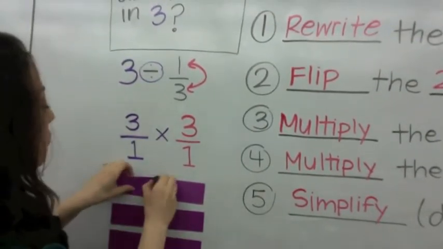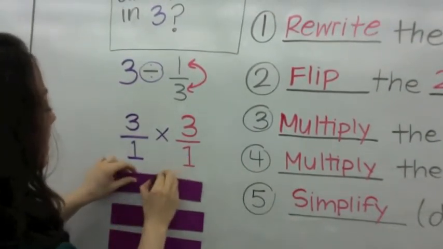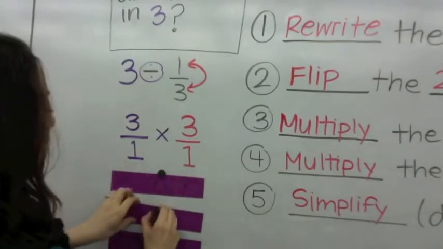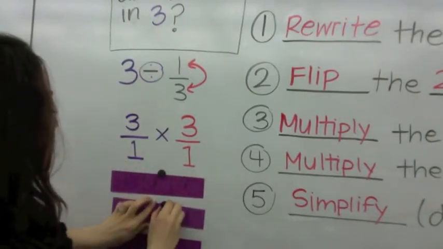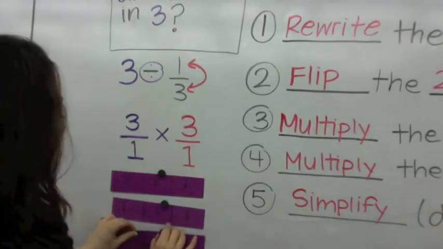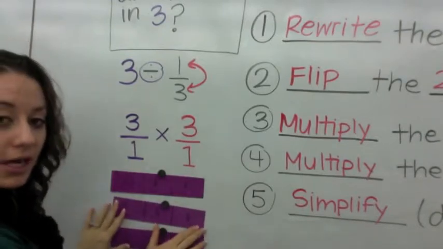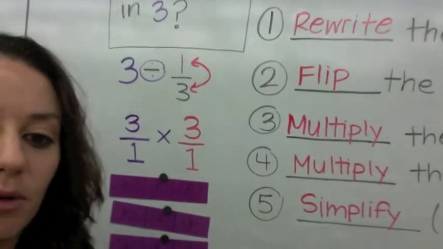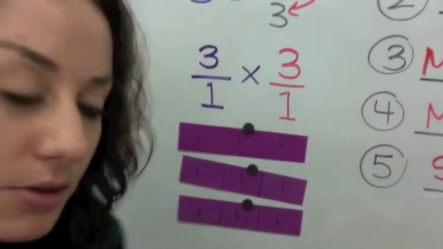So I'm going to flip it over. I'm going to cut this one in thirds. I'm going to cut this one in thirds. And I'm going to cut this one in thirds. Boom. So we have 3. We cut it in thirds. Let's see if you can see. I'm going to go real close here.